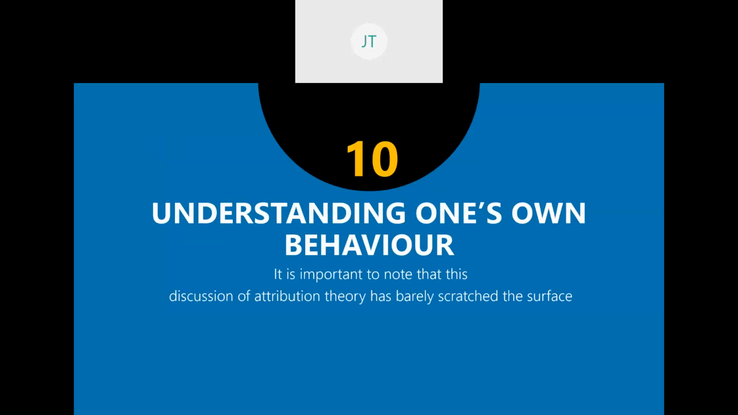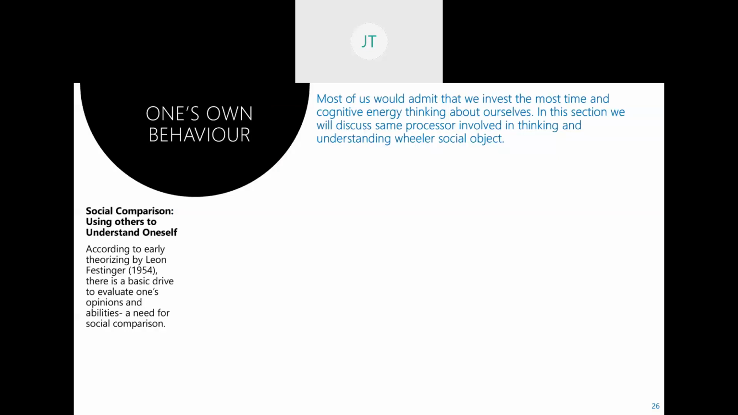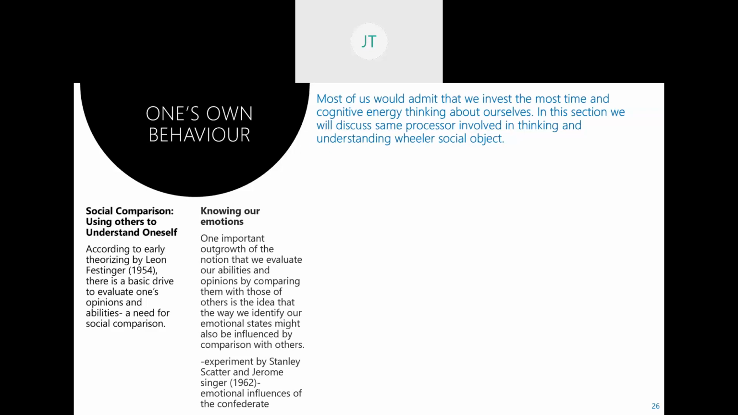So in understanding one's own behavior, it is important to note that this discussion barely scratches the surface. So, social comparison. What attribution theory is also bringing now is how you evaluate your own approach by comparing it with the social thing, right? If the majority of social judgments is similar to what I am thinking, maybe it's right, right? So that is what we comply with.